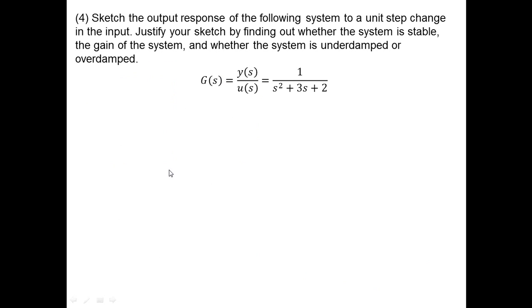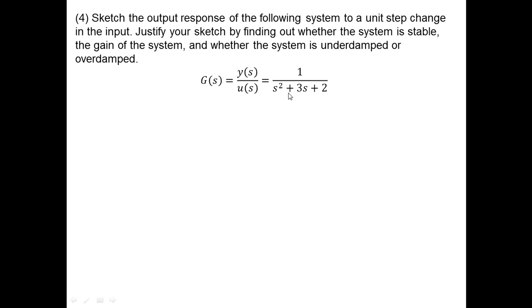In this last question, we are looking for the output response of a given transfer function subject to a unit step change in the input, and we would like to see if the system is stable or not. We would like to find the gain of the system, and we would like to see whether the system is underdamped or overdamped.